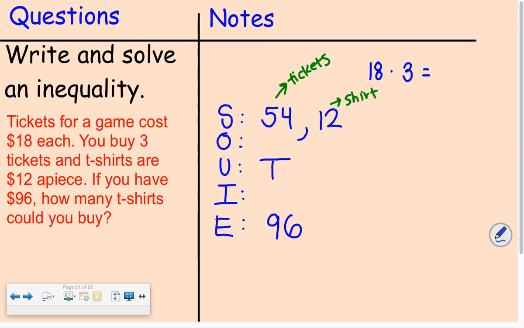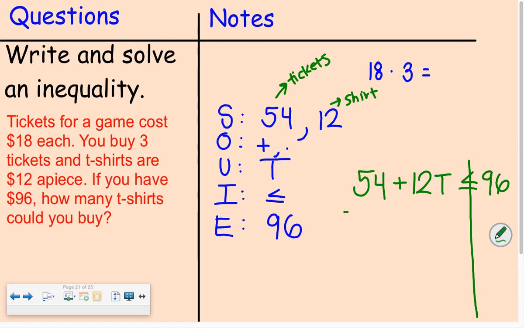Alright, if I have $96 to spend, I cannot spend more than that. So less than or equal to. Now operations, I'm spending 54 on the tickets, and then to that I need to add the $12 per shirt. Per would mean multiplication, $12 times the number of shirts I buy. So I bought my 3 game tickets for $54. I want to buy $12 t-shirts, and I have to spend less than or equal to $96. So how many t-shirts can I buy?